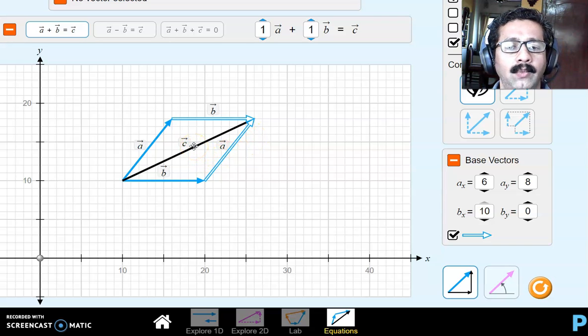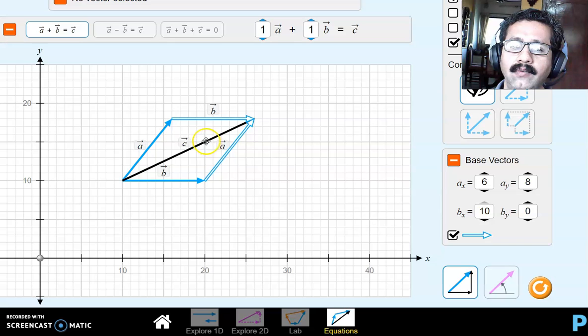Now whether this is right, I can check. Vector A is 6i plus 8j and vector B is given by 10i plus 0j. If I add them, the i components will get added up, so Ax and Bx: it has to be 16i cap, the resultant C. And Ay plus By is going to be 8j cap.